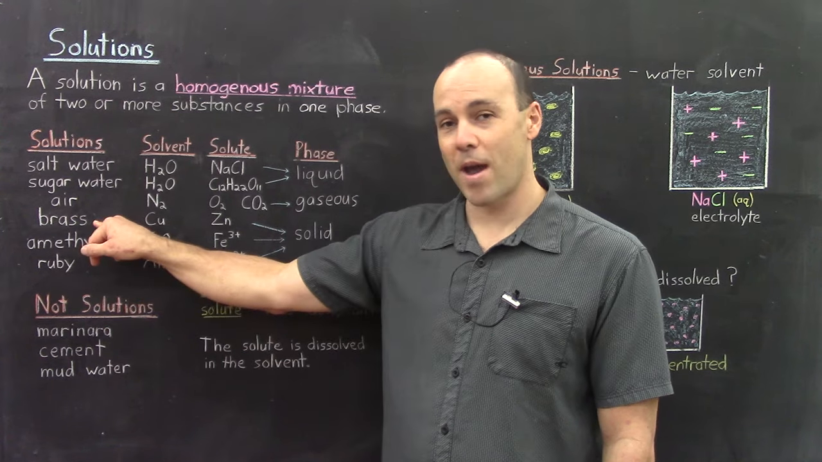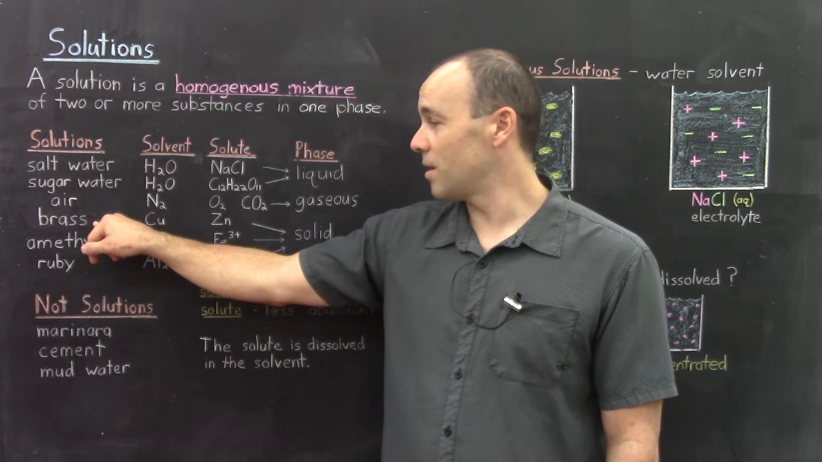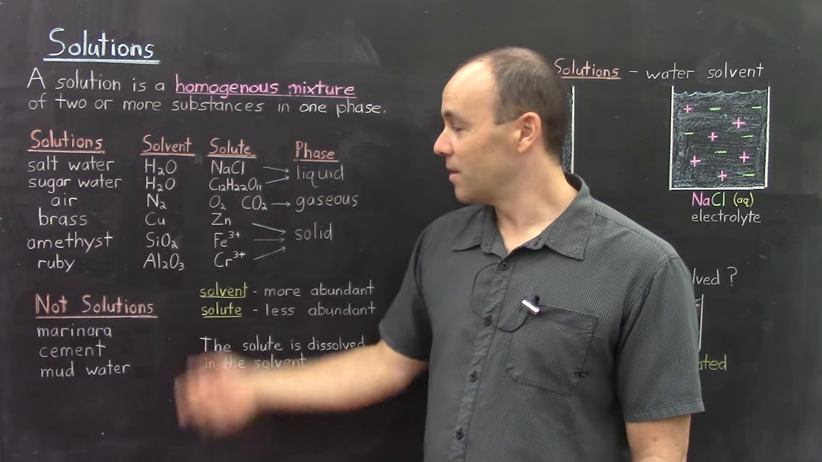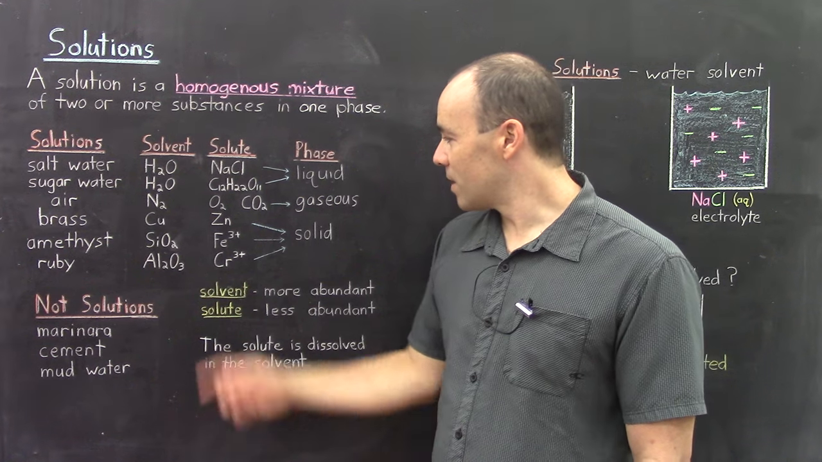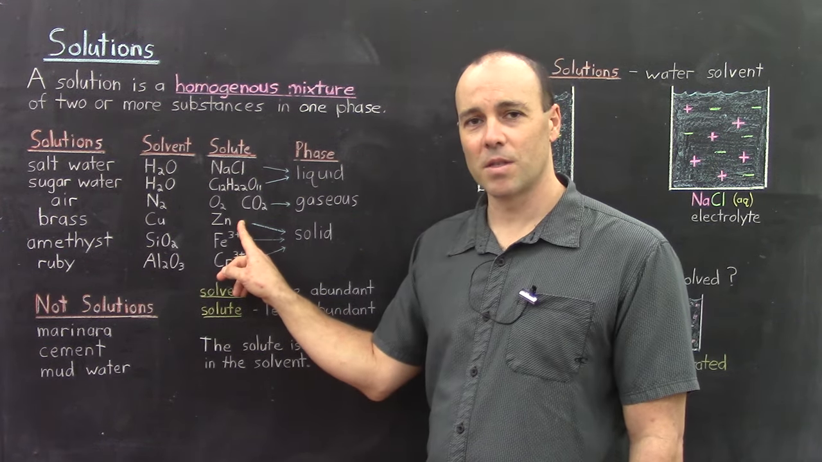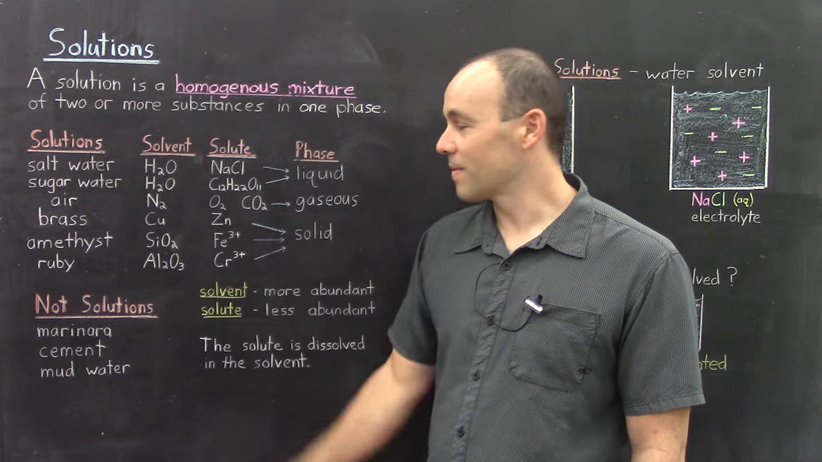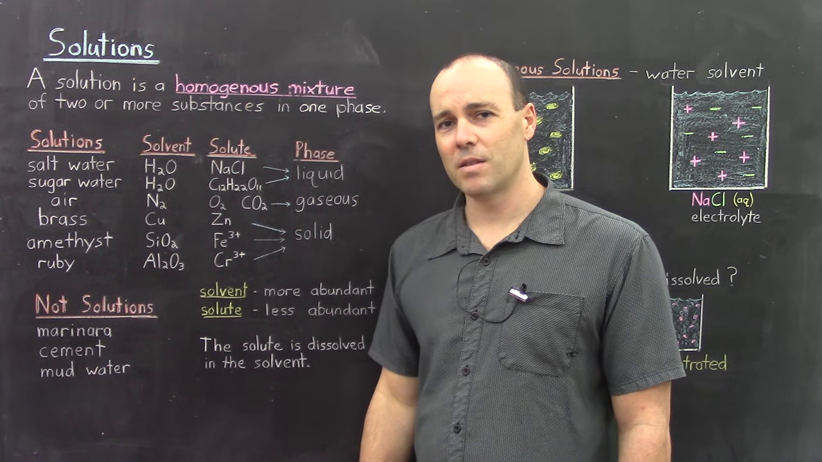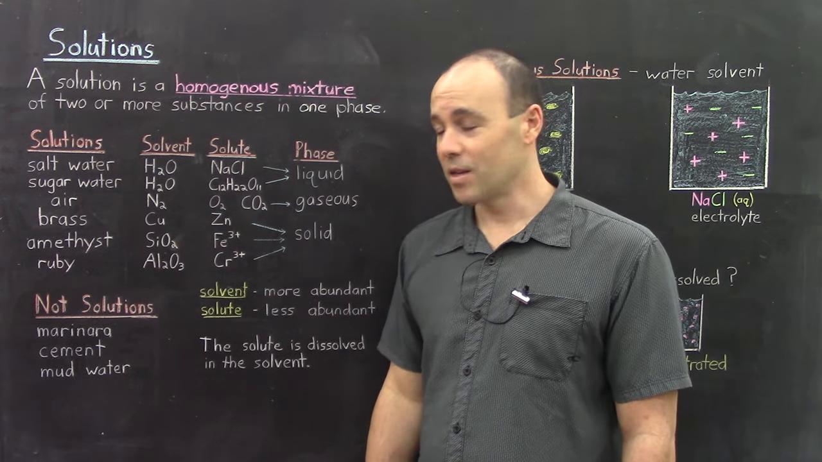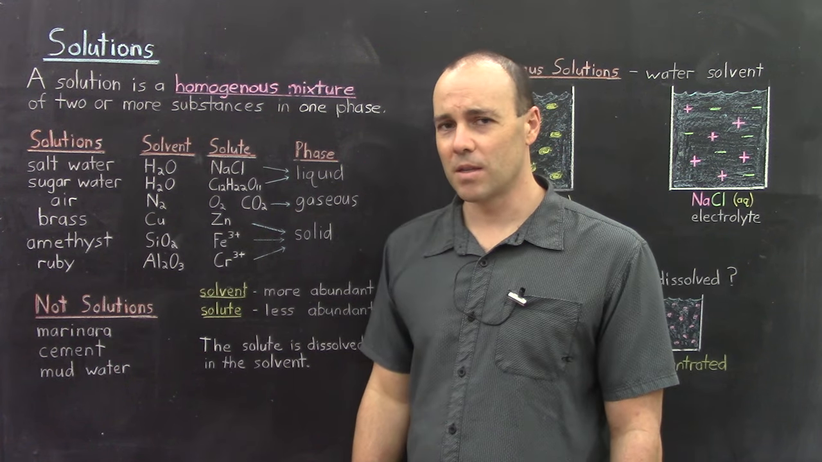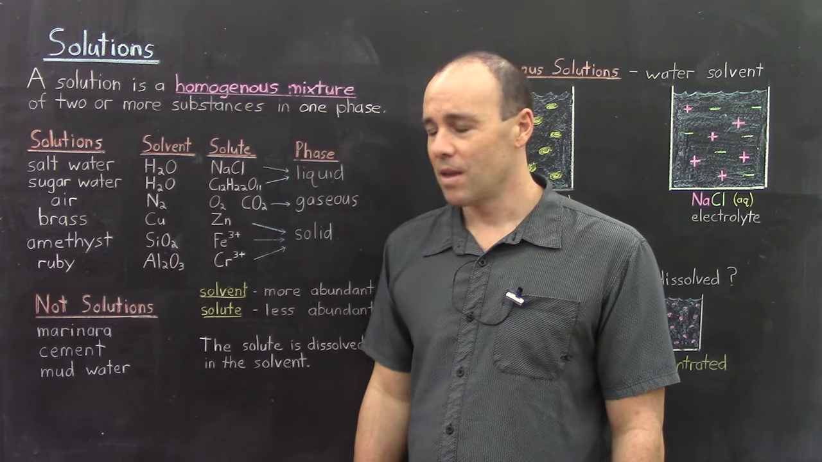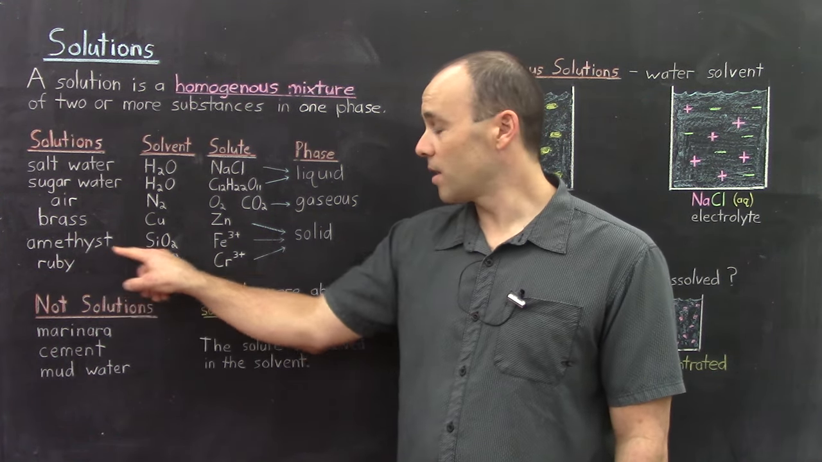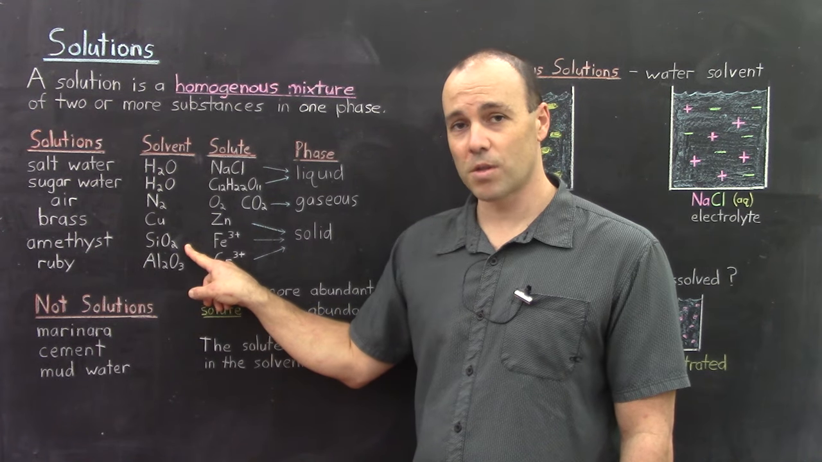A few solid phase solutions are listed here. A popular one is brass, which is mostly copper with some zinc dissolved in the copper. So zinc is considered the solute since it's a little less abundant. Now, a few unorthodox solid phase solutions are crystals. It's really interesting how a crystal can be considered a solution. And amethyst is actually silicon dioxide, which is really quartz crystal.